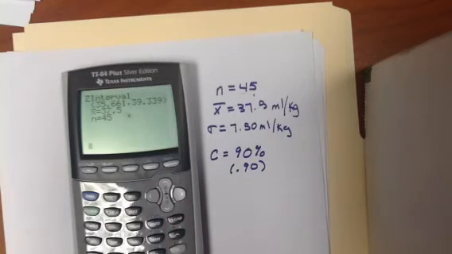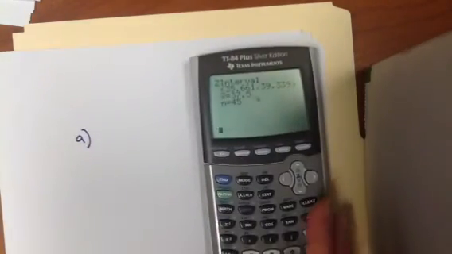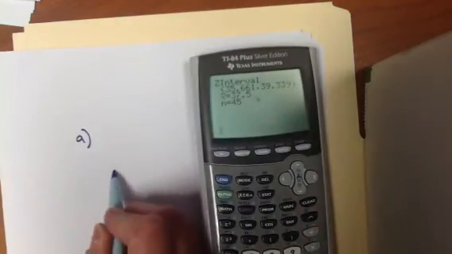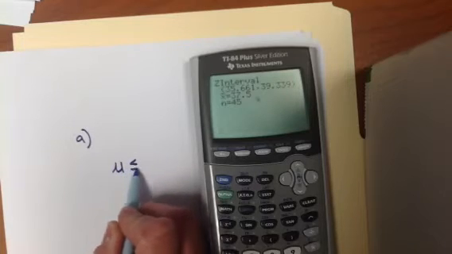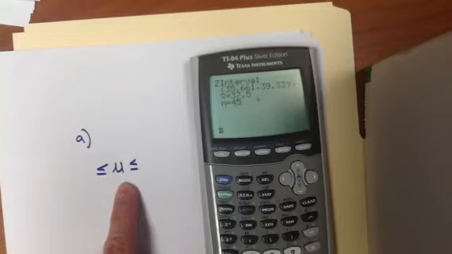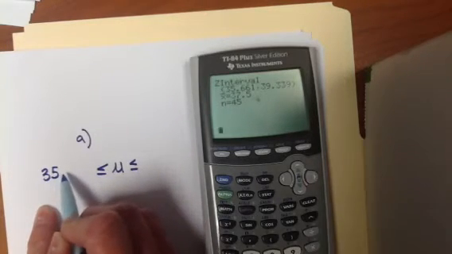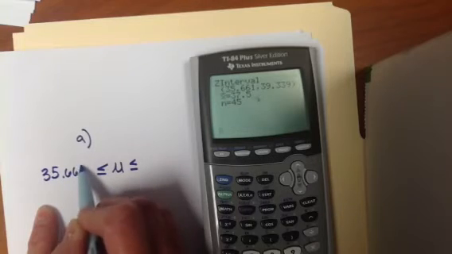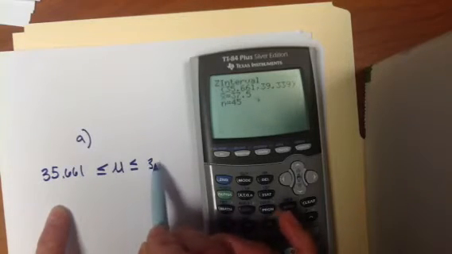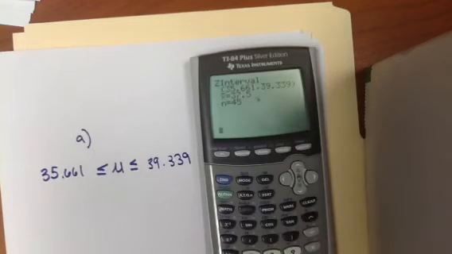And we calculate it. Now the way we want to write this, especially when it comes to a test, is what we're trying to estimate is the population mean. So mu is going to go in the middle, and then our two values will be on the ends, 35.661 and 39.339. Okay?